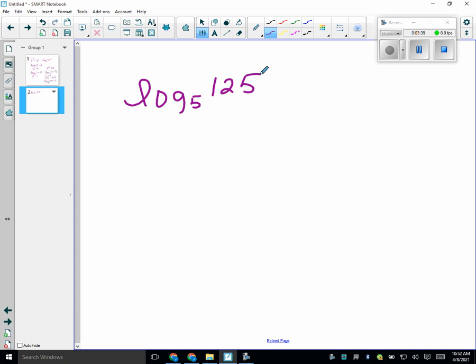No. Use your brain. You'll forget you already did it. I want to know what it's equal. So is it equal to x? Is it okay if I make it equal to x? So is 5 to the x equal to 125? Yes. What would x have to be? 3. Well, that's an easy one, isn't it?